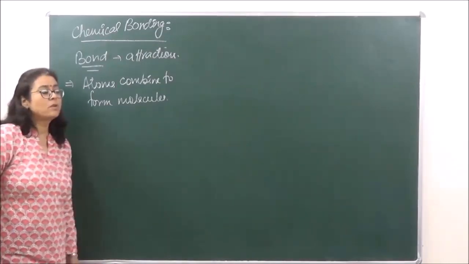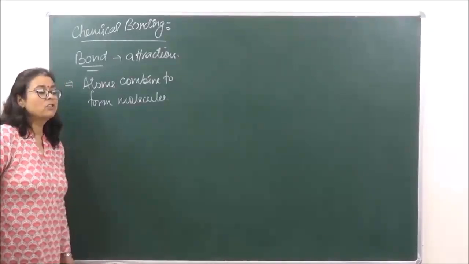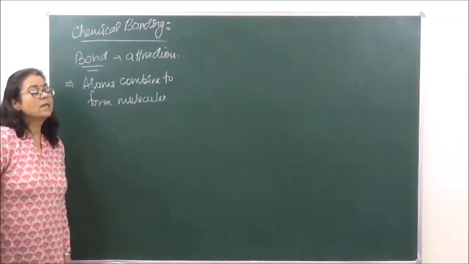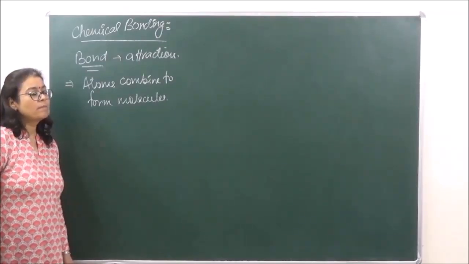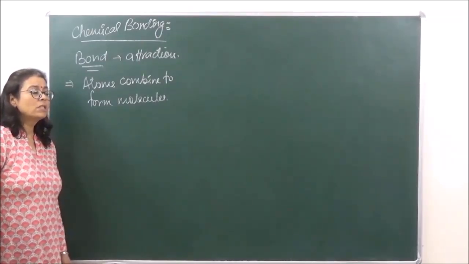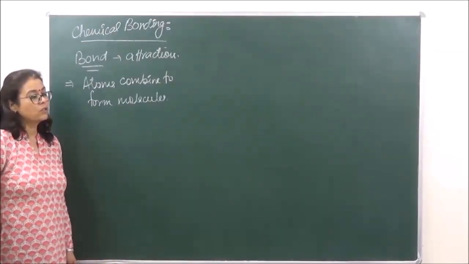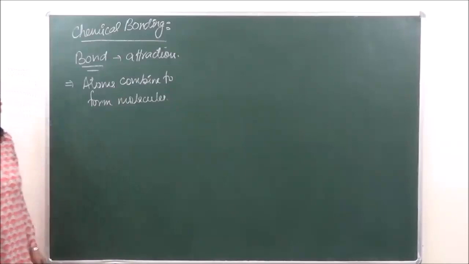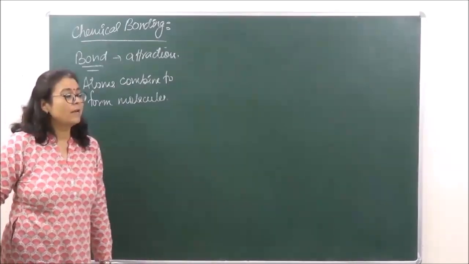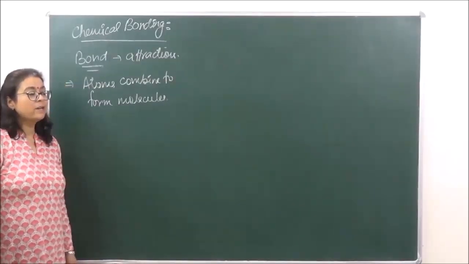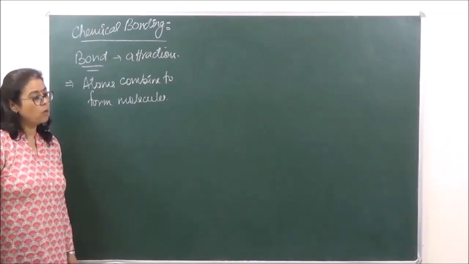What is this combination going to be? There are many possible ways by which atoms can combine. Either they can combine by sharing electrons with others, or by transfer of electrons, or by giving both the electrons from one atom only, which is also sharing of electrons. Now this sharing, transfer or donating of electrons forms a kind of attraction between the atoms, and this attraction is known as the bond.